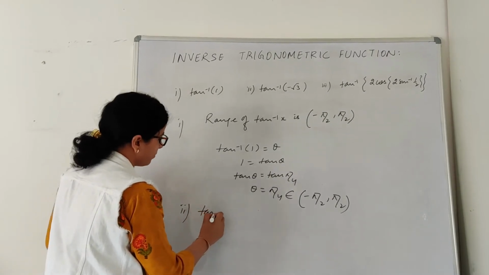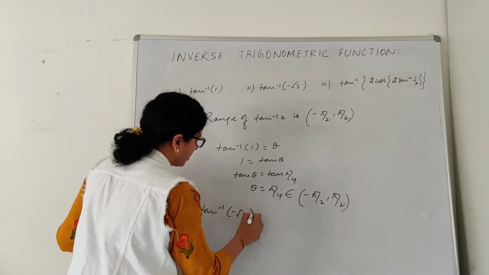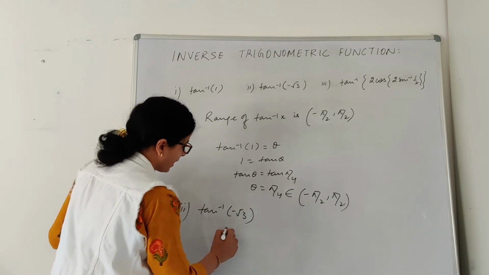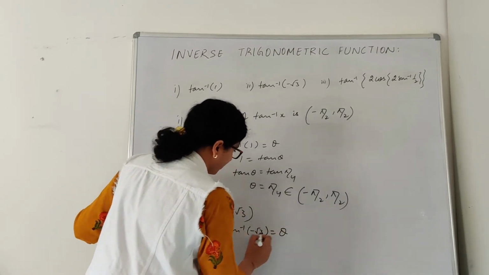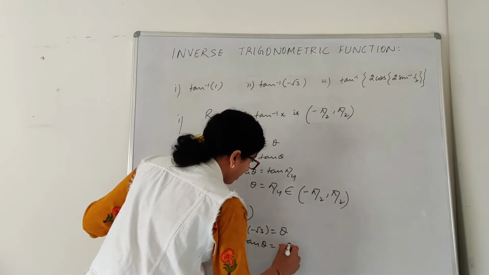Now check the next part. So it is tan inverse minus root 3. So basically how you can write: tan inverse minus root 3 equals theta. So tan theta is equal to minus root 3.